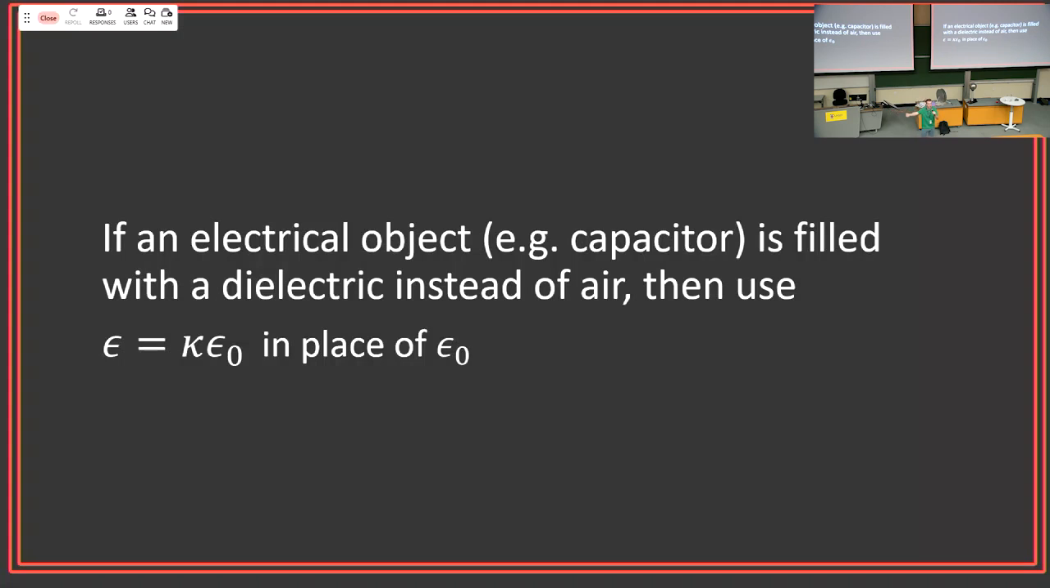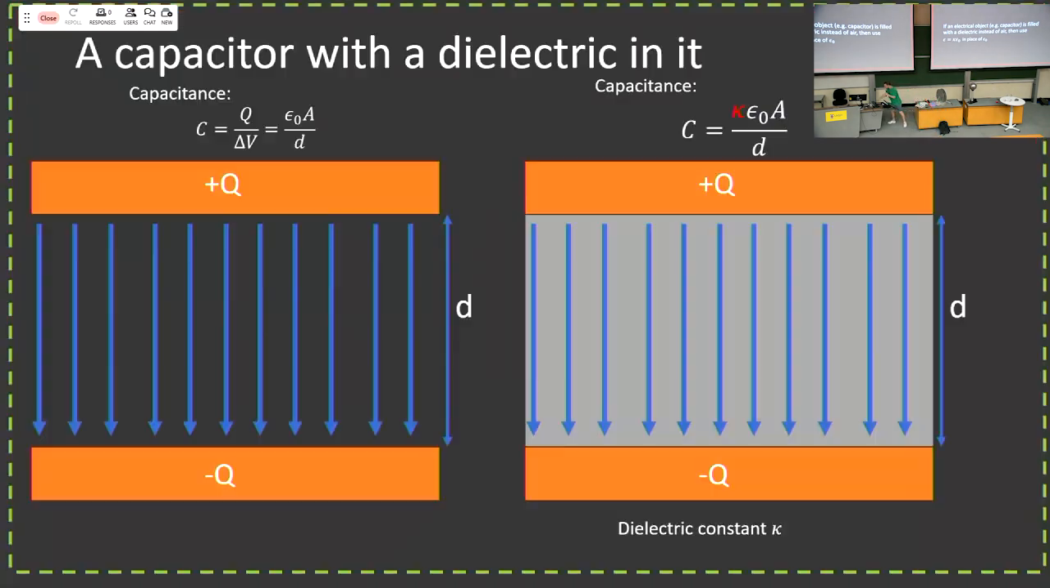Everything else is identical, unless, of course, the dielectric is only in part of the capacitor. Oh, no. But we'll deal with that next week, okay? We're doing that on Friday. For now, it's either all or nothing, okay? So that's literally it. You've got a capacitor with a dielectric in it, you just put kappa on it. That's all. It's the easiest thing ever, all right?